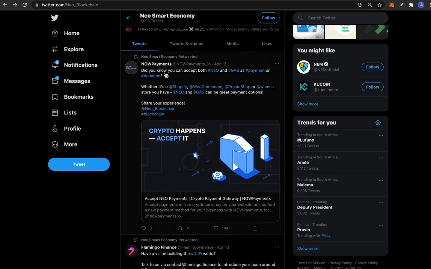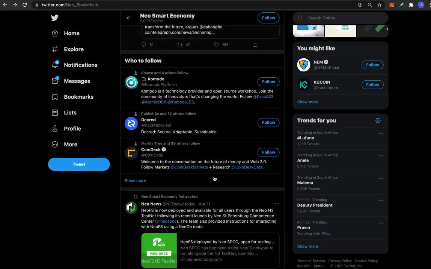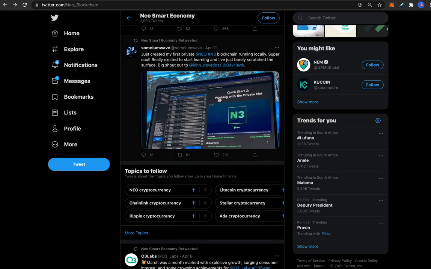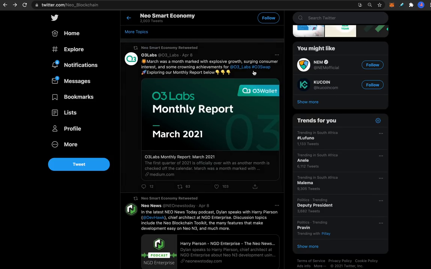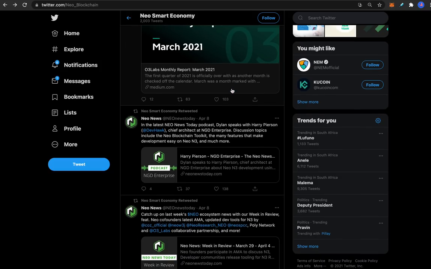Anyway, they're talking about Neo GAS payments for donations, Shopify for WooCommerce. Okay, this does not tell me anything. And looking at their latest tweets here, it's very hard for me to really understand what they are actually doing here. So what I did next, by the way, these are usually pretty good if you can see a monthly report for different projects. They are usually super good, but unfortunately this is for O3 Labs, not for Neo itself. So it's a project inside the Neo ecosystem.